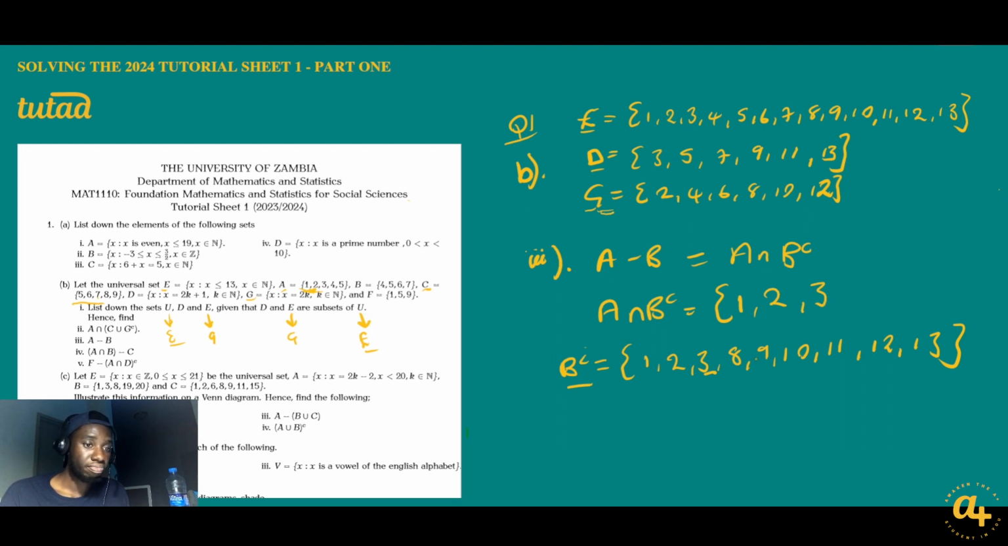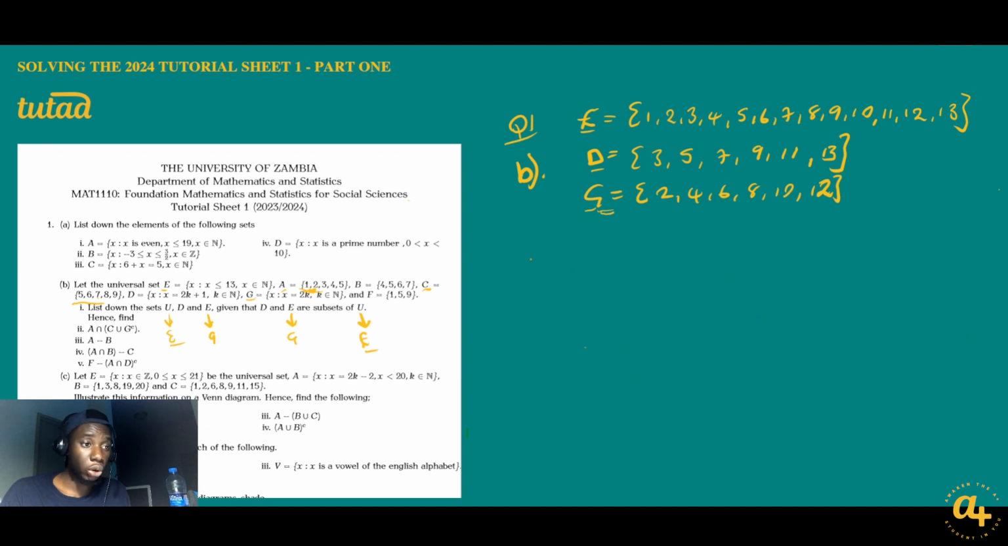And 8 is not common in both sets. 9, 10, 11, all these are not common. Therefore, our A intersection B complement is going to be 1, 2, 3, meaning that our A minus B is equal to 1, 2, 3, because A intersection B complement is just the same as A minus B.